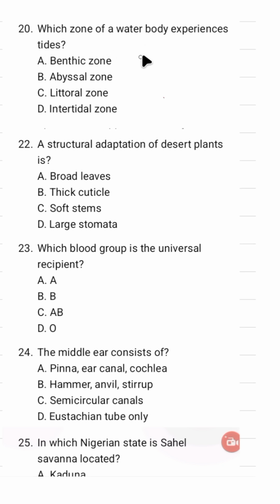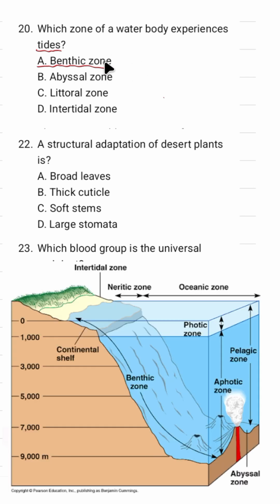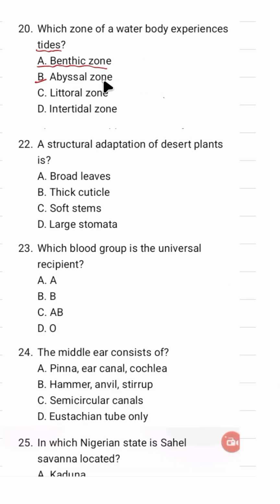Number 20 goes like this. Which zone of a water body experiences tides? The key word here is tides. So this is under ecology. So let's look at each option. The first one is the benthic zone. So the benthic zone is the bottom of the water body where organisms live on or near the substrate. It is not affected by tides. Next one is abyssal zone. Abyss actually means deep. So the abyssal zone is the deepest part of the ocean, far below the intertidal zone. It is deep, deep down in the ocean. So tides do not reach this part.